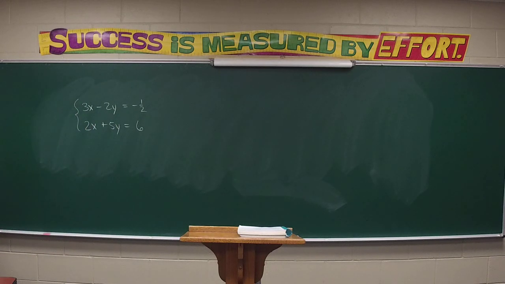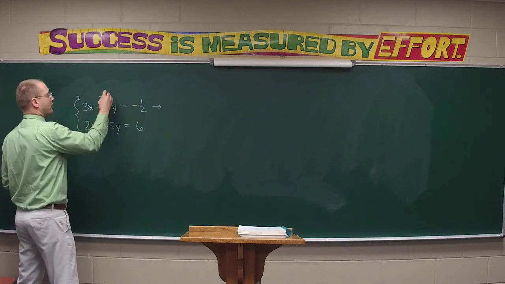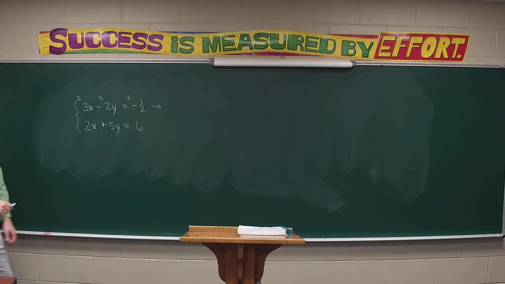All right, got 3x minus 2y equals negative 1/2, and 2x plus 5y equals 6. Thoughts even as you're writing it? How many thought, ugh, as you were writing it? Yeah, me too. What can we do to take care of the ugh? Multiply the top by 2. Multiply everything by the LCD, right? Which in this case is 2. So if we just multiply the top by 2 everywhere, what does that top equation become?